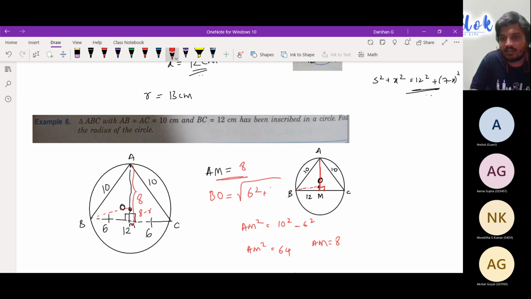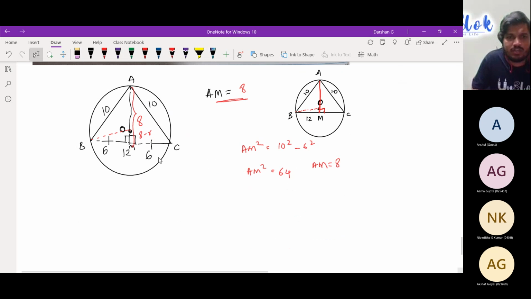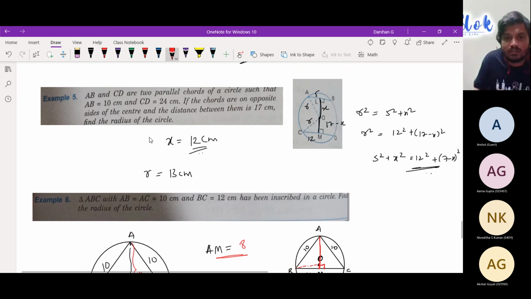I can take it as 8 minus R. So I try to take it as 8 minus R the whole square. This is also R. Find R from this. People who have not got it, please understand this one. I am taking it as 8 minus R. That's the key. I've taken this part as 8 minus R, and this is R. So it is R square equals 8 minus R the whole square plus 6 square, from which I'll find R. R is 6.25 centimeter. Is it meter or centimeter? It is centimeter.